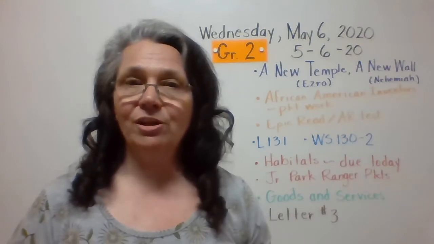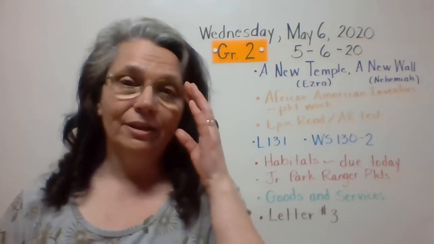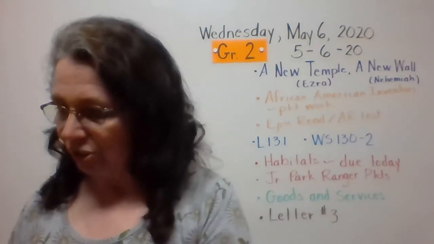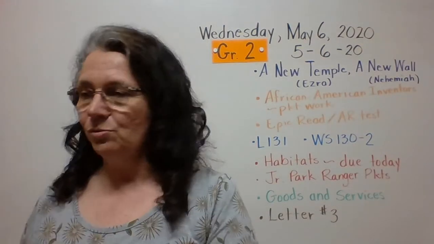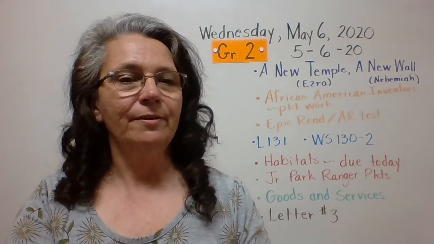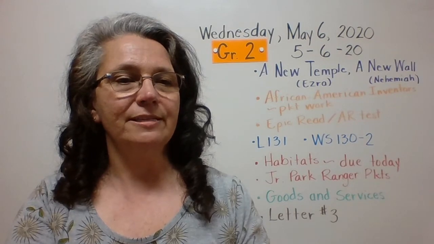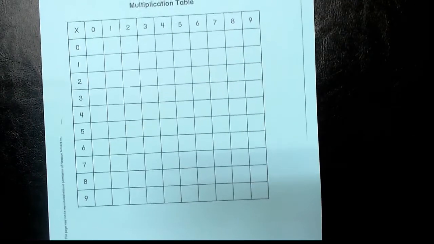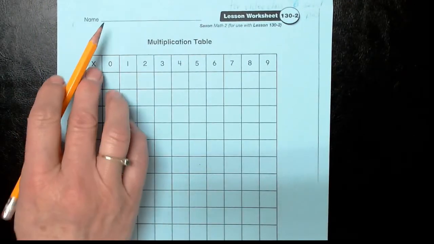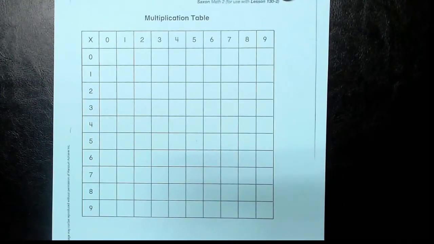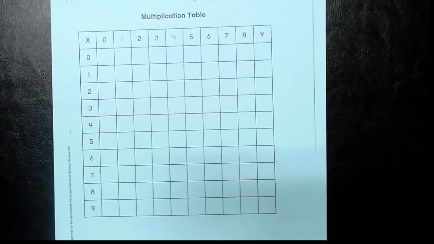Alrighty, so now we're going to do our multiplication table. So if you would please grab a pencil and your worksheet 130-2, and let's work together. I'm going to turn to my other camera, and we are going to fill this little chart out, okay? A multiplication table. So please put your name on top. Sometimes you folks are forgetting your names on your papers, and even though you're sending them to me in photographs, please make sure your name is on everything.